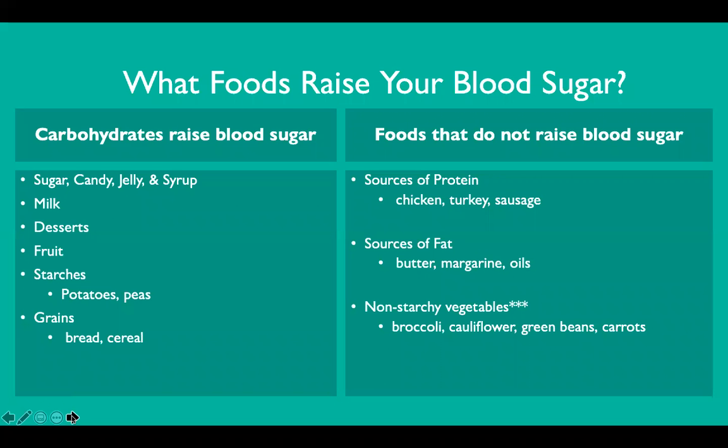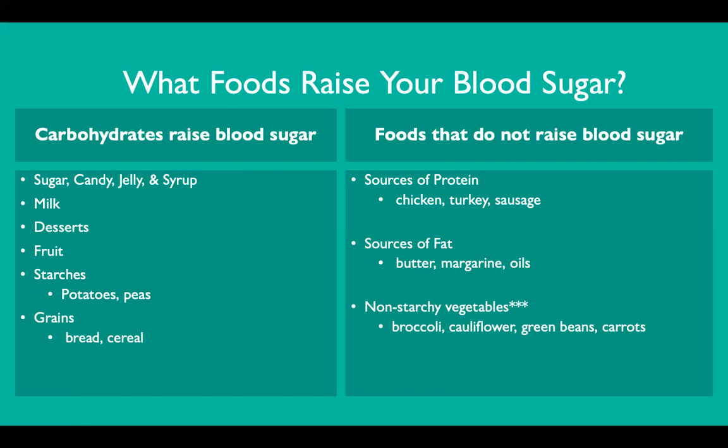So, again, going over what foods raise your blood sugar. Carbohydrates are the big guns that will raise your blood sugar. And again, sources are sugar, jelly, candy, syrup, milk, desserts, fruit. Those were all simple carbs. And the complex carbs are starches, an example would be potatoes and peas, and then grains. So, whole grain bread and cereal.